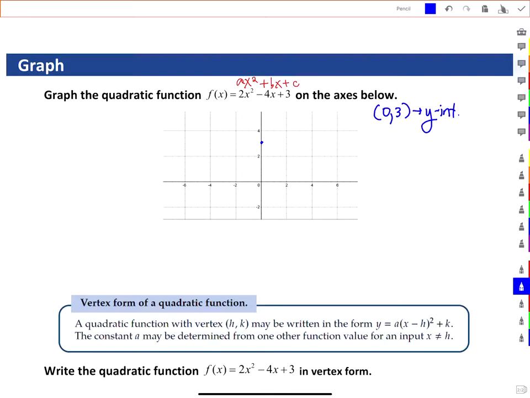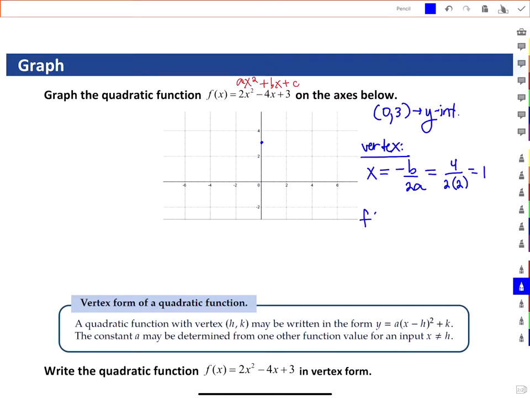Then let's see, we know our vertex. The x value of our vertex is negative b over 2a. So b is negative 4, so negative b is positive 4, over 2 times my a value, which is 2. Oh, that turns out to be a nice 1. Then I need the y value of my vertex, because I need to know how high up to plot this point.